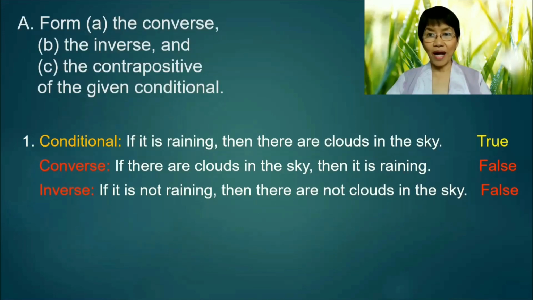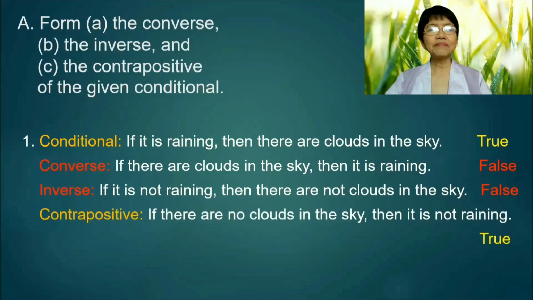The inverse is if it is not raining, then there are no clouds in the sky. Well, it's still false. And contrapositive: if there are no clouds in the sky, then it is not raining. Because how can it rain if there are no clouds in the sky? And the contrapositive is true.